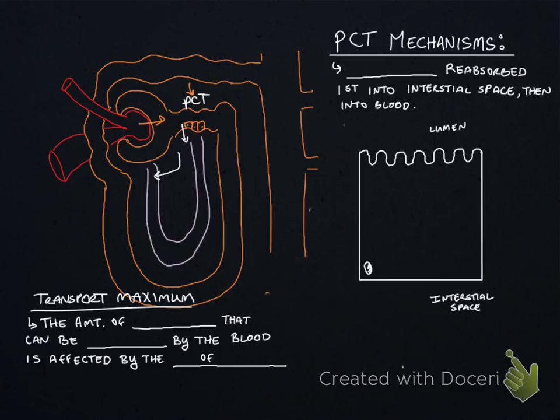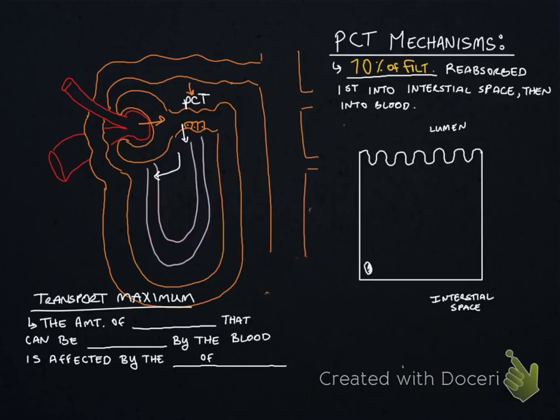Now let's look at the different parts of the nephron individually. Let's start with the proximal convoluted tubule. So almost everything is filtered here. In the renal corpuscle, almost everything is filtered except for red blood cells and plasma proteins. And then 70% of everything that is filtered is reabsorbed first into the interstitial space and then into the blood.